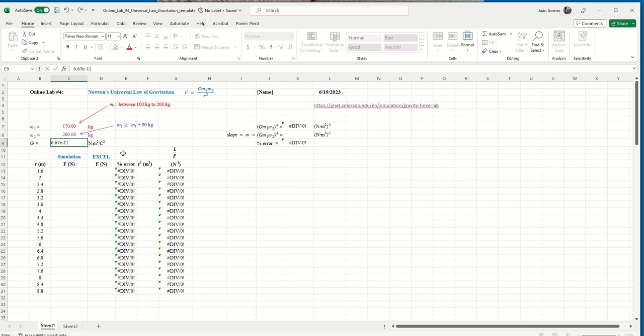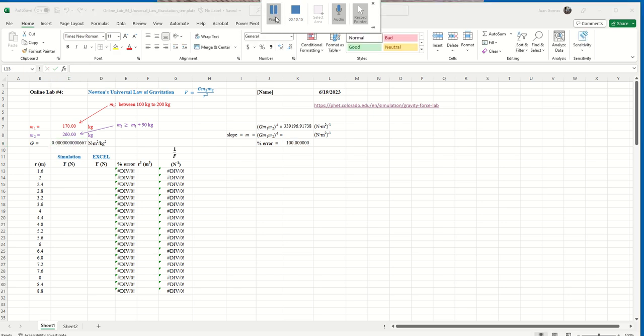And then over here, the units, let me pause this for a second. Yeah, so notice when I entered in my value for G in cell C9, Excel automatically put in the correct number of zeros.